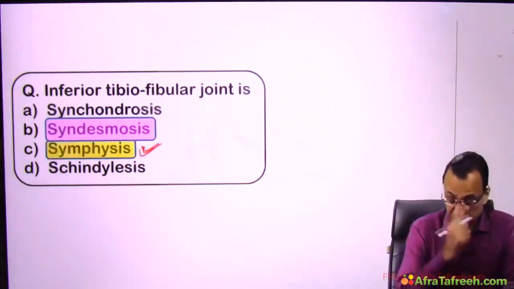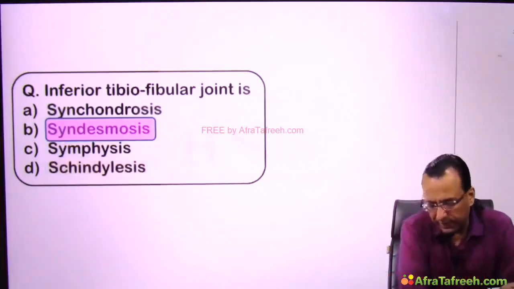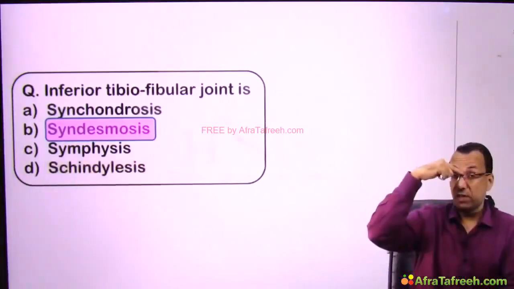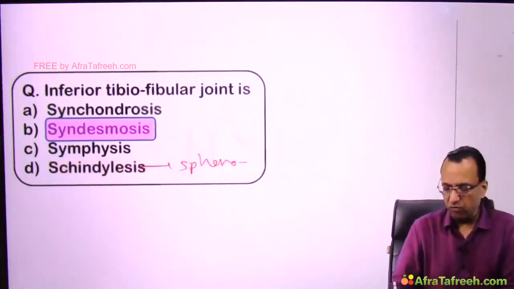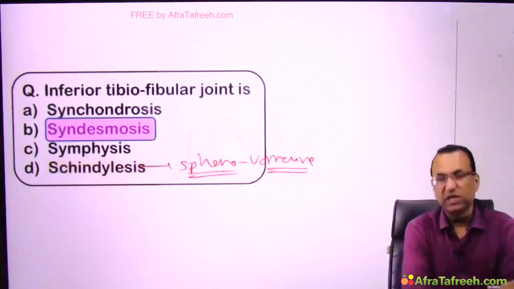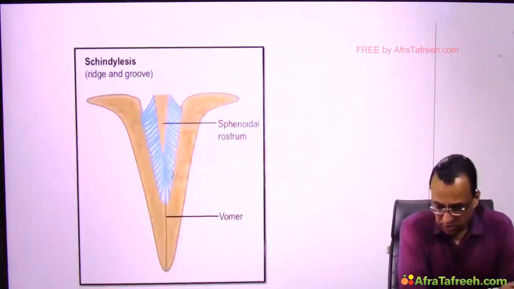And what about the synostosis? One example we'll take, it is at the roof of the nasal cavity. There is a suture, sphenovomerine joint. So you are telling that sphenovomerine joint at the roof of the nasal cavity is a synostosis. Can I see a diagram for that? Yeah, we'll see the diagram, but it is here.